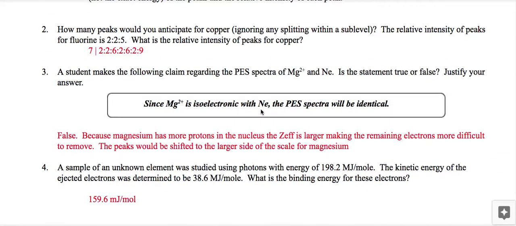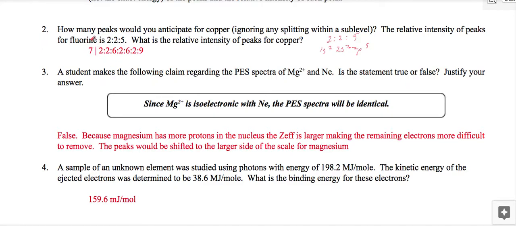Number 2, how many peaks would you anticipate for copper, ignoring any splitting within a sublevel? The relative intensity of peaks for chlorine is 2, 2, 5. So there it is. Well, it says 2, 2, 5. This means it's 1s2, 2s2, 2p5. So that's simple. That's how we can see the peak differences.